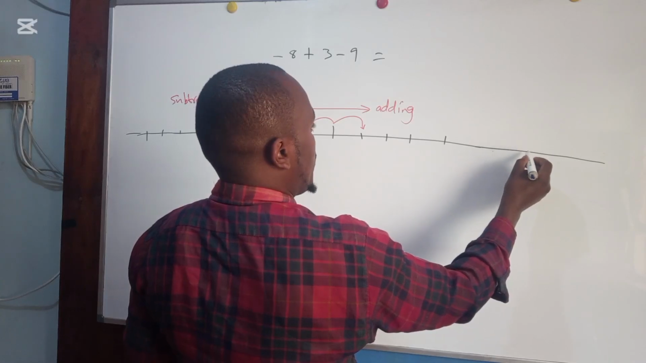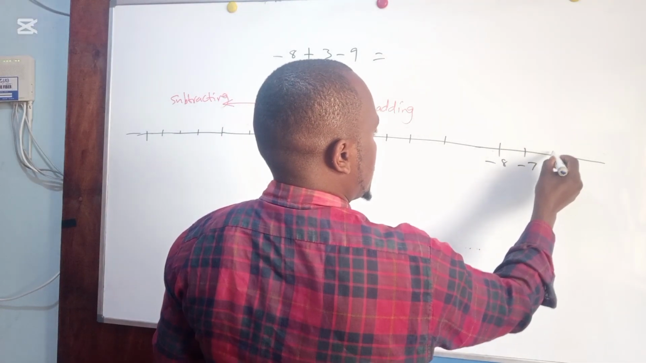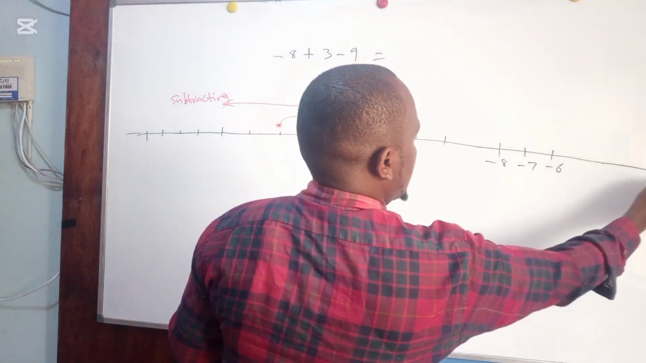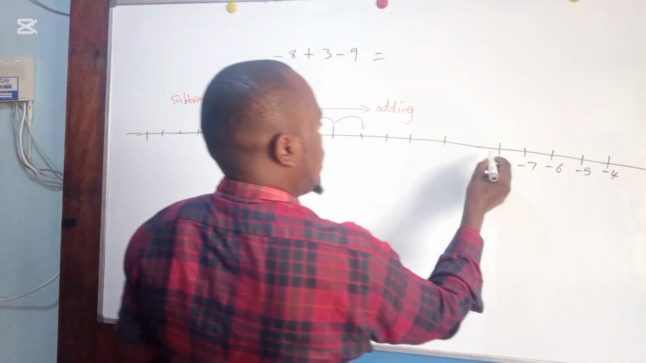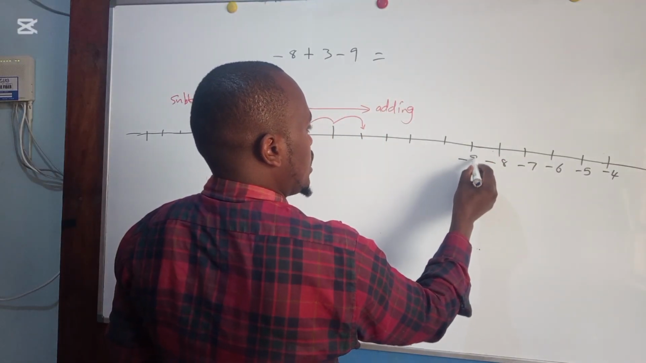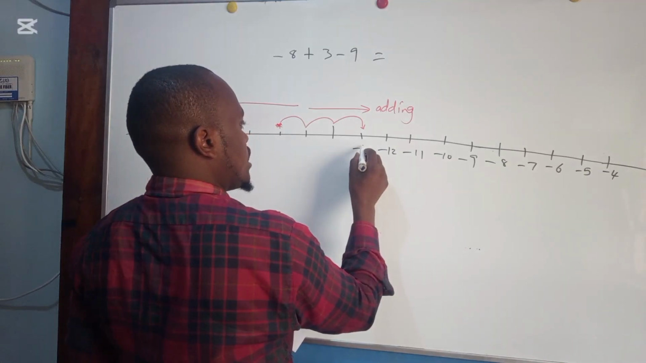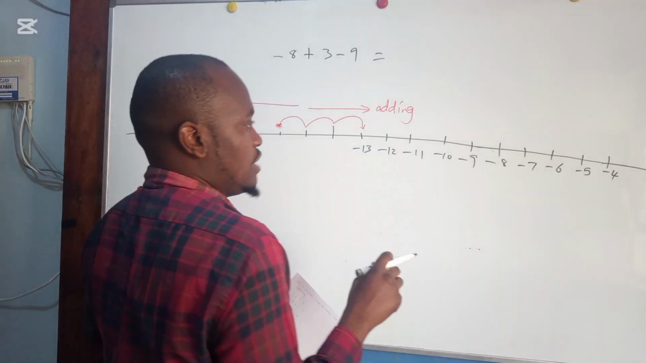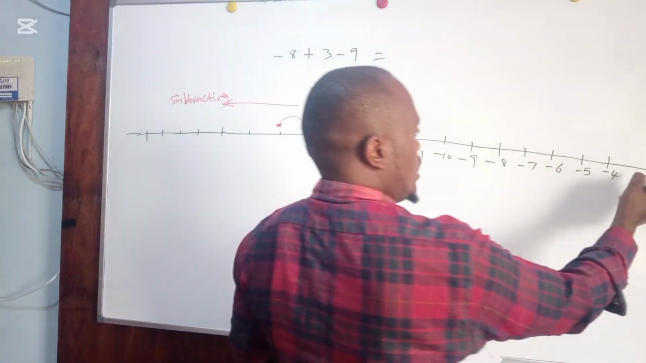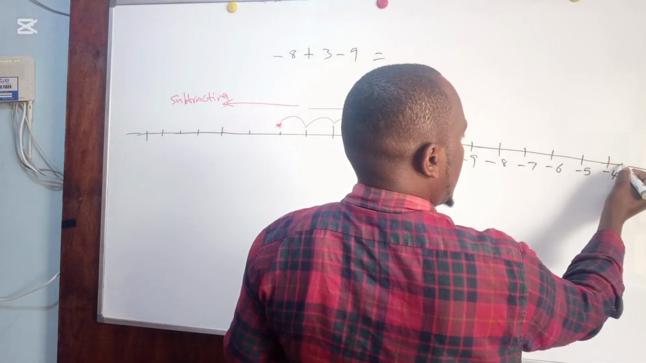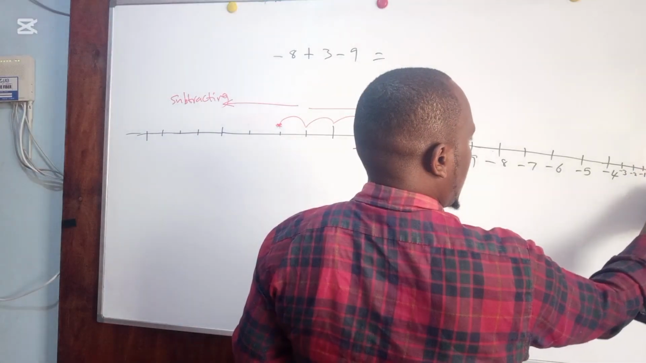You say this is your -8. You have -7, -6, and so on and so forth. This is -5, -4, and then -9, -10, -11, -12, -13. My number line, I have not included the 0, but if I want, I can continue here up until I get a 0: -3, -2, -1, 0, 1, 2.